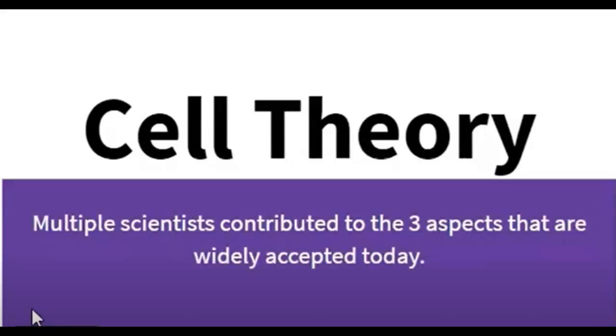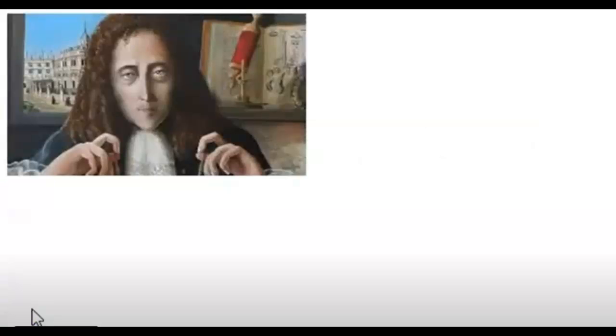Multiple scientists contributed to the 3 aspects that are widely accepted today. The first is Robert Hooke in 1665. He was the first person to use the word cells when looking at a cork under a microscope.